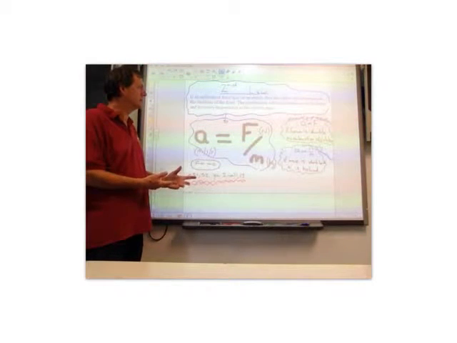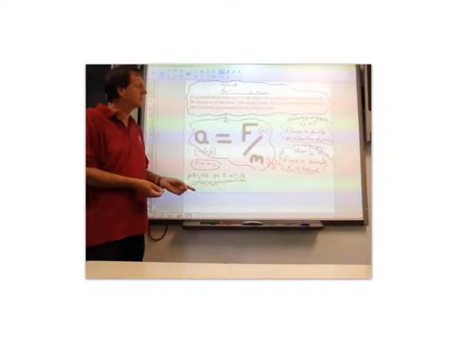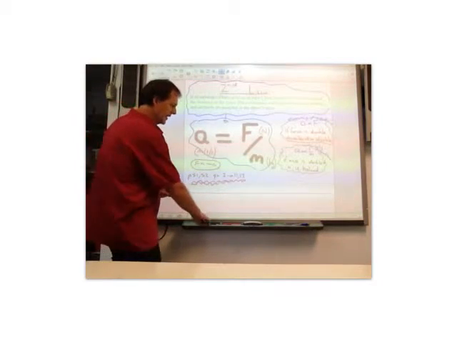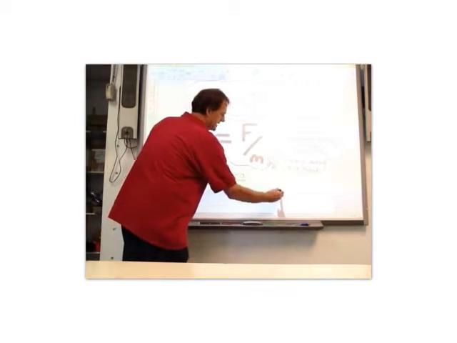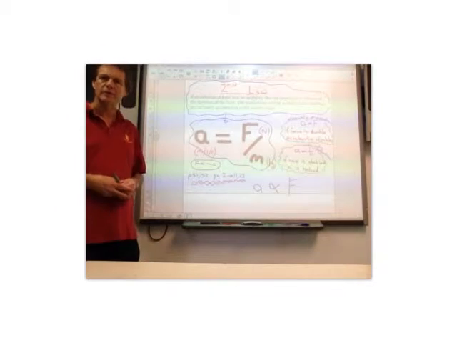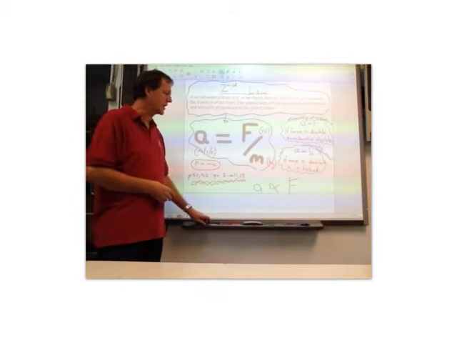In other words, if you increase the force by 10 times, the acceleration will go up by 10 times because they are proportional. And that's what that symbol, the alpha, is indicating. 10 times the force gives you 10 times the acceleration. Right? So that's directly proportional.